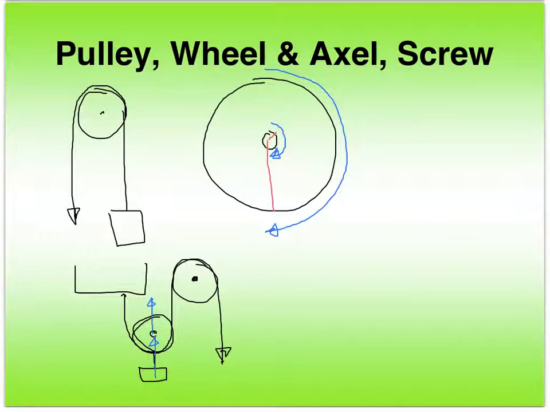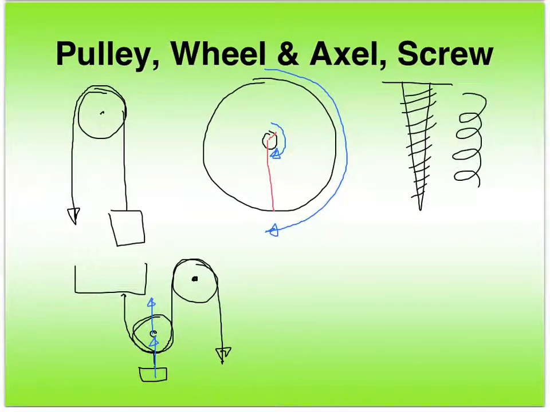Now the last one is a screw. A screw is basically an inclined plane wrapped around a central axle. If you look at a screw, it has these treads on it that go up it. And by turning the screw in a clockwise or counterclockwise motion, you actually extend the amount of distance that this thing is traveling. Instead of going straight down, you're actually going in a longer distance around and around and around. So it's almost like an inclined plane around a center pole.